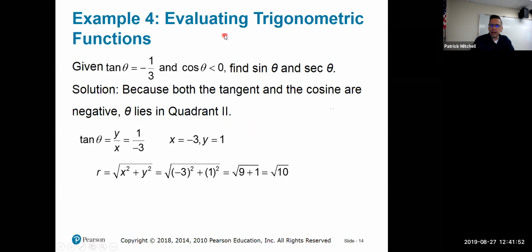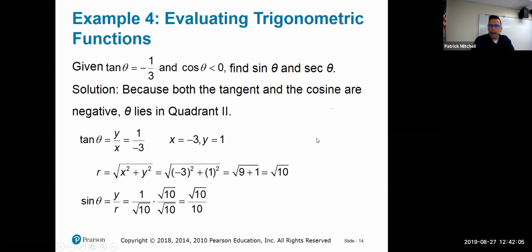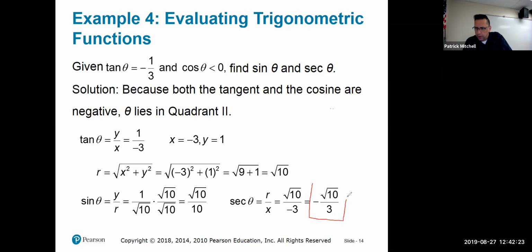So the sine of theta is y over r, which comes out to 1 over the square root of 10. And depending on who you're doing this for, you might need to rationalize the denominator. And the secant of theta, let's see, I know the cosine is x over r, so that must mean the secant is r over x. R over x would be the square root of 10 over -3, also known as negative square root of 10 over 3. So there's the secant, there's the sine.